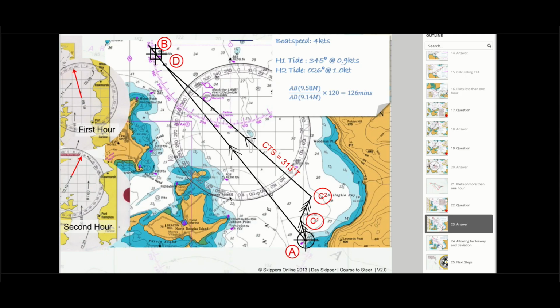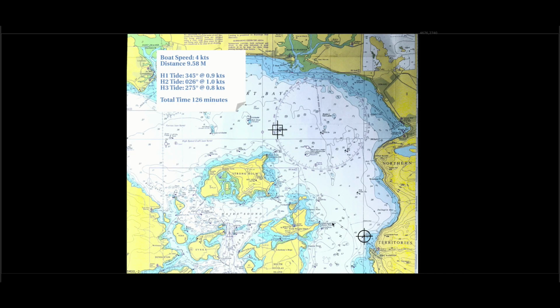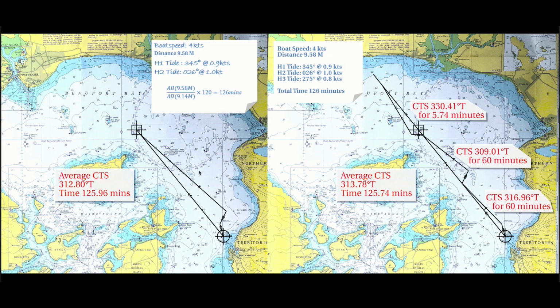This example I'm going to give is actually from the course material. This is the course to steer section 23, and it's going on about plots of more than 1 hour, where we've got to go from this buoy here to this one over here, a distance of 9.58 nautical miles. I've plotted that on this chart here, exactly the same from that buoy to this buoy, and I've done it with the two different methods. So let's go through the original method first.